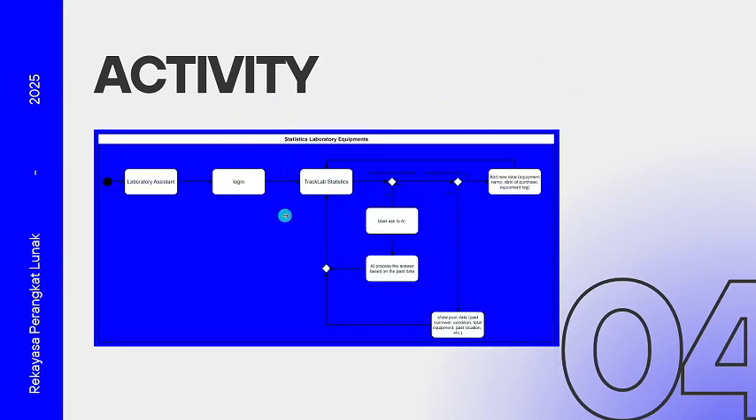This is for the statistics. The lab assistant will log in again and go into the TrackLab statistics. It will then check if the person wants to use AI for statistics. If so, the user will ask the AI, and the AI will process the answer based on the data we have.